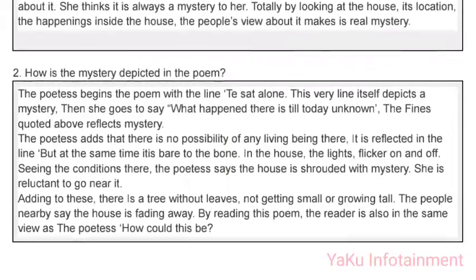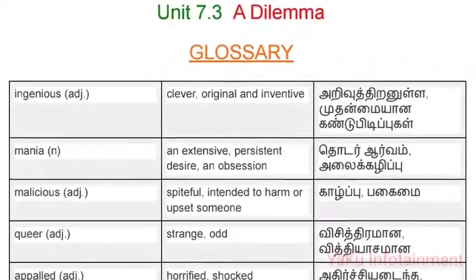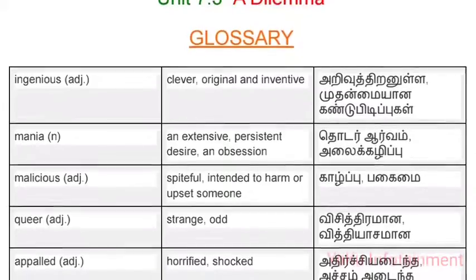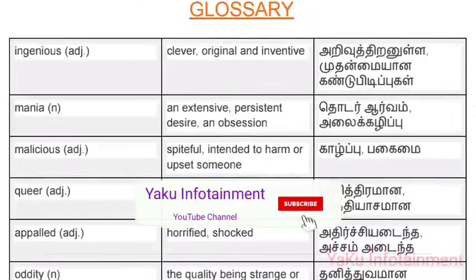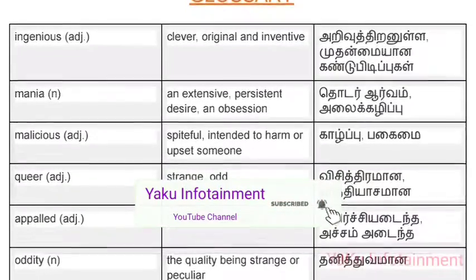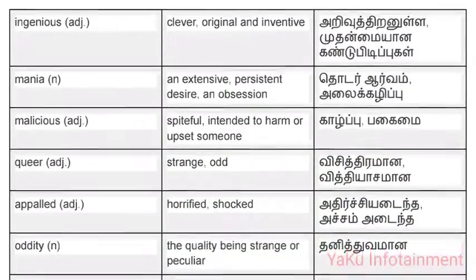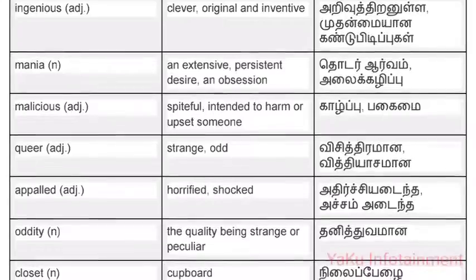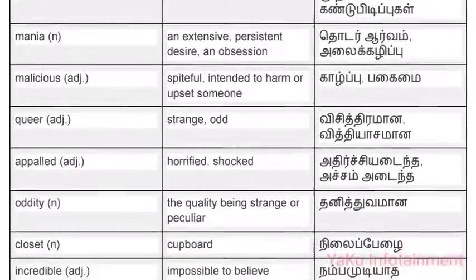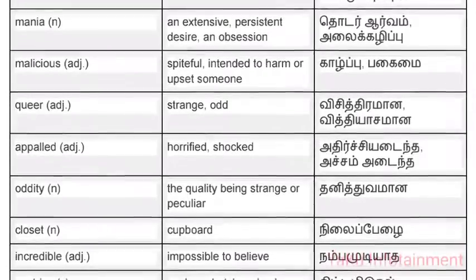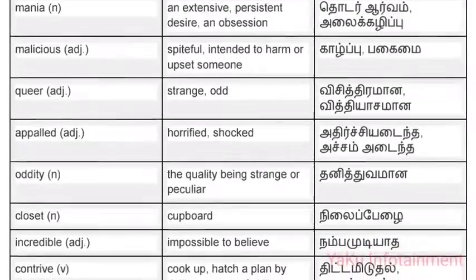How could this be? Unit 7.3. A Dilemma. Glossary. Ingenious: clever, original and inventive. Mania: an extensive, persistent desire, an obsession. Malicious: spiteful, intended to harm or upset someone. Queer: strange, odd. Appalled: horrified, shocked.